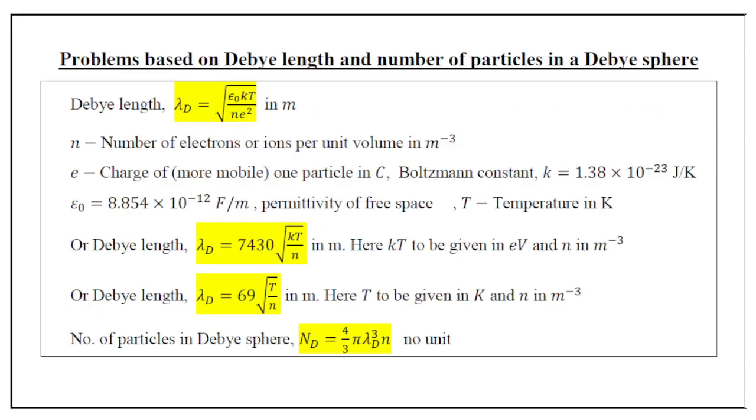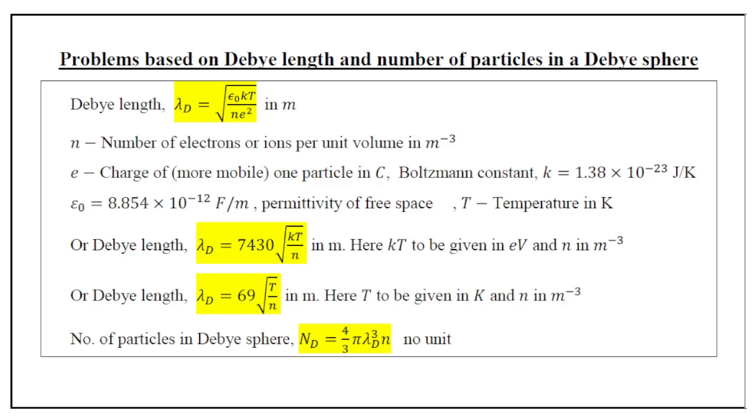Now the next type is the problems based on Debye length and number of particles in Debye sphere. Debye length lambda d is equal to root of epsilon 0 kT by n e square. It is in meter, where n is the number of electrons or ions per unit volume in per meter cube. Remember here, n is the number density of the mobile charged particles in the plasma, that is, whose oscillations are important. Here ions are assumed to be at rest and electrons are moving.